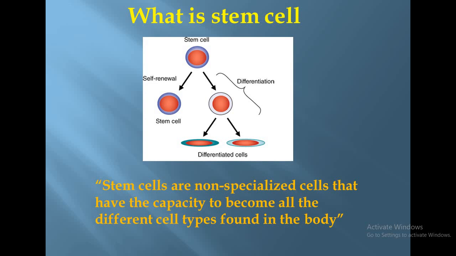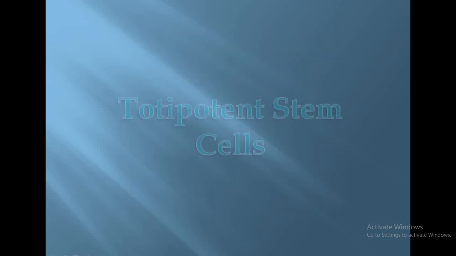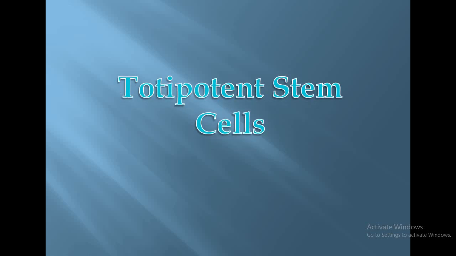They have the capacity to form different types of cells. There are different types of stem cells characterized by where they are found and by their capacity to differentiate. Some types are likely to form tumors if used for treatment of illness. So now we are going to discuss the different types of stem cells. Stem cells are divided into three parts. The first one is the totipotent stem cells, and now we are going to discuss these cells.